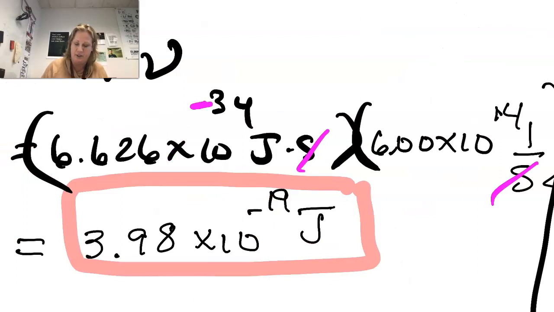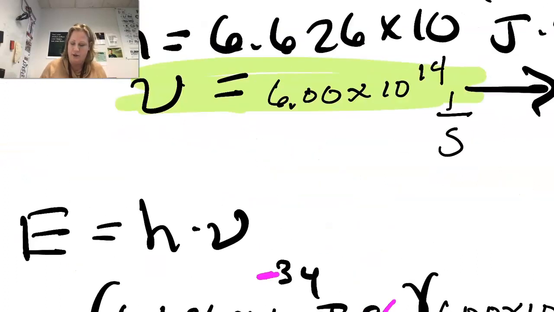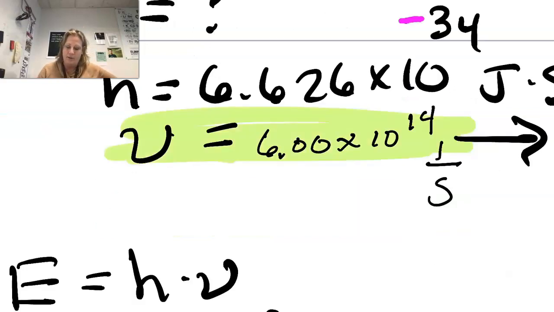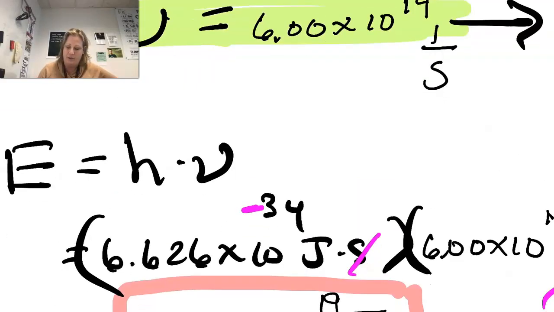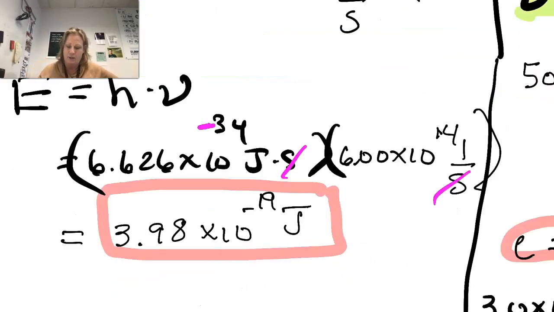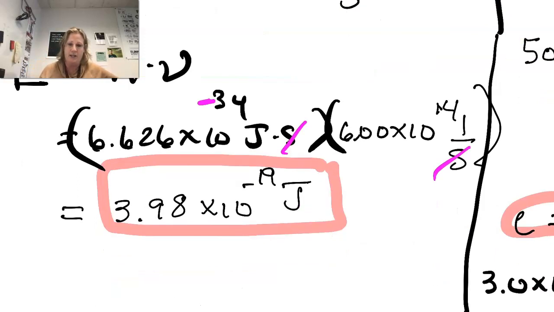Ultimately, what I'm trying to do is find the energy of this photon of light that's being given off. I'm going to use Planck's constant and the frequency I just solved for. Once I know those, I'm just plugging them in. It's the product of the two. So the frequency times Planck's constant ends up being 3.98 times 10 to the negative 19th joules.